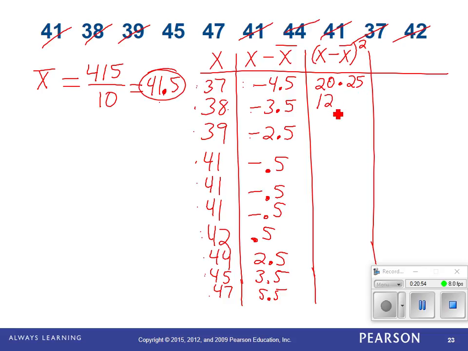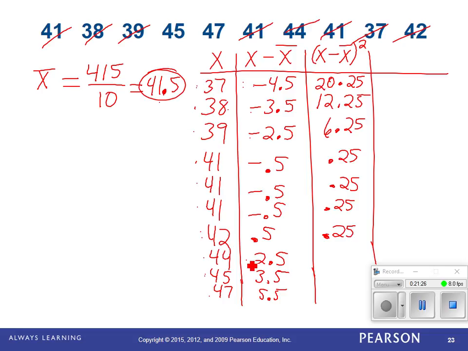3.5 squared, and you get 12.25. 2.5 squared, and you get 6.25. 0.5 squared, and you get 0.25. 0.5 squared again, you get 0.25. 0.5 squared again, you get 0.25. 0.5 squared, this time it's positive, but that doesn't matter, it's still going to come out to be 0.25.